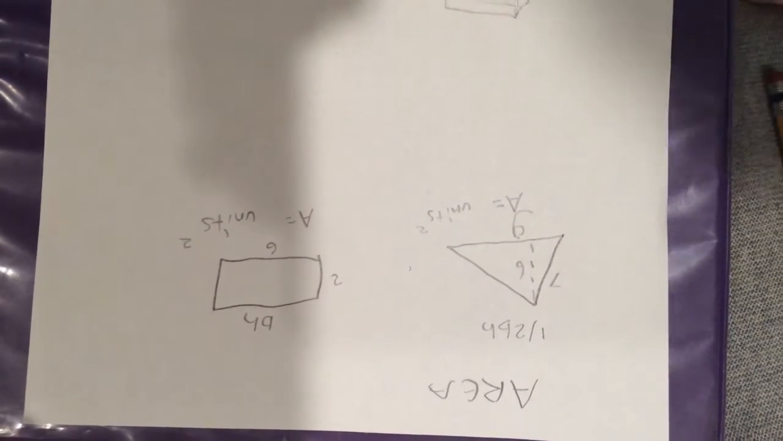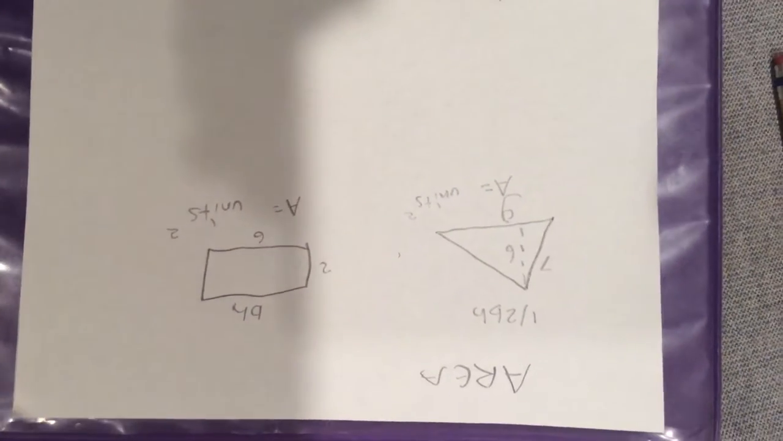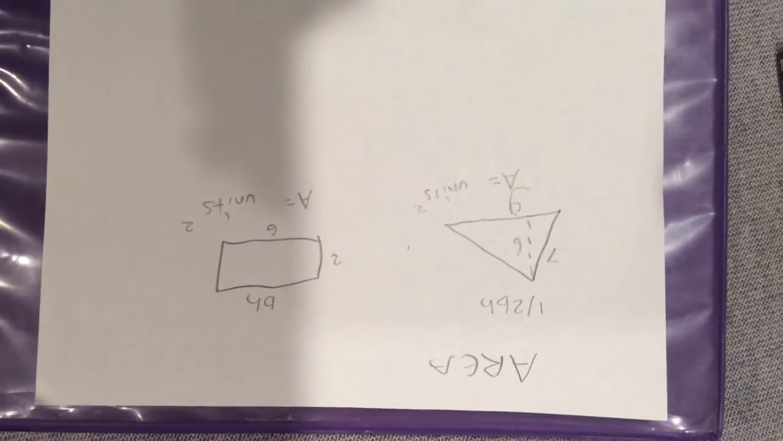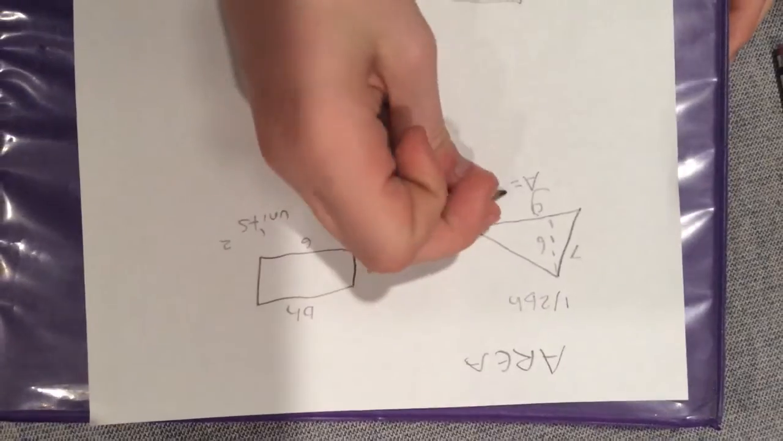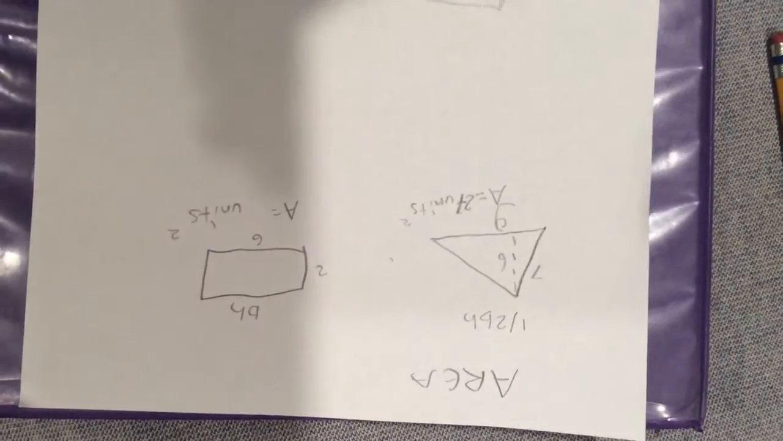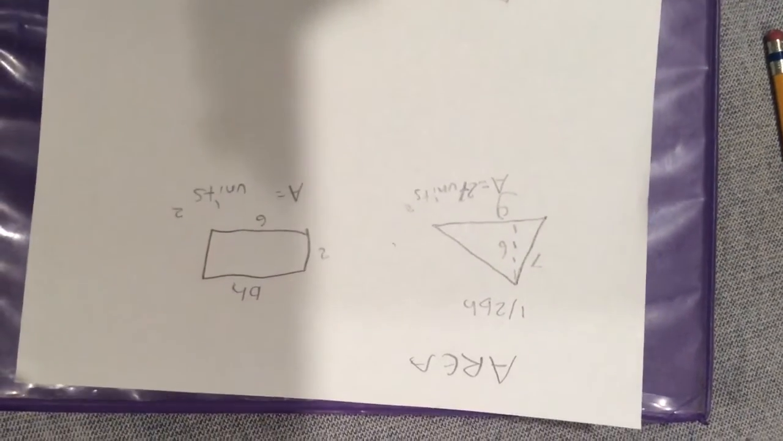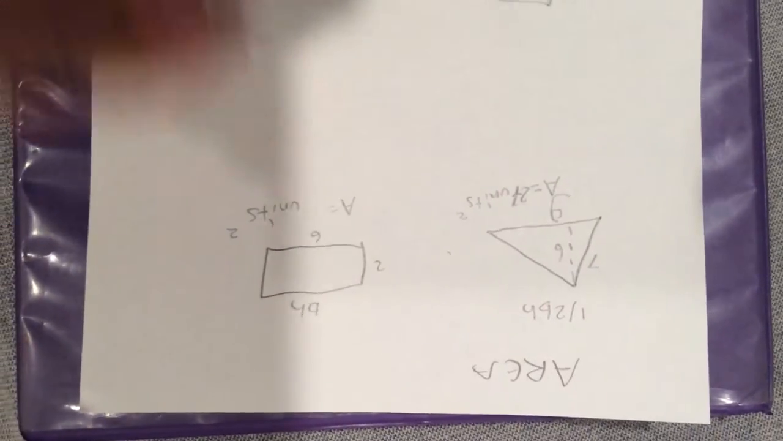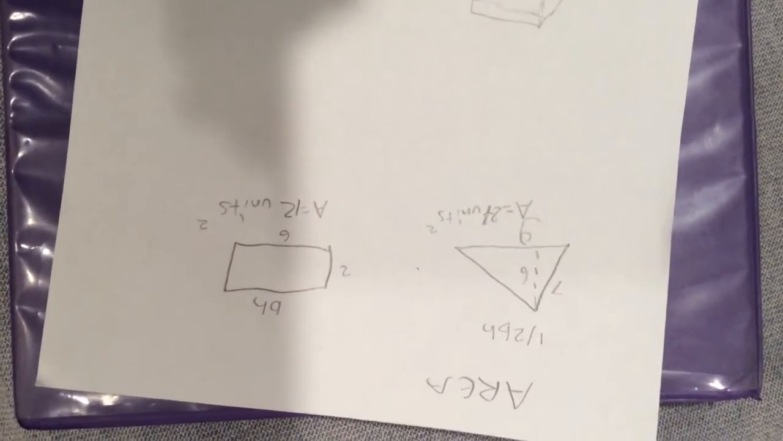So the area of this triangle would be half of 6 times 9, which would be 3 times 9, which would be 27 units squared. And the area of this rectangle would be 6 times 2, which is 12 units squared.